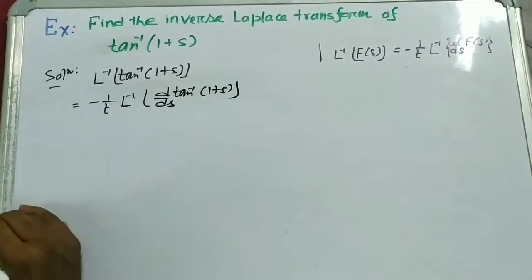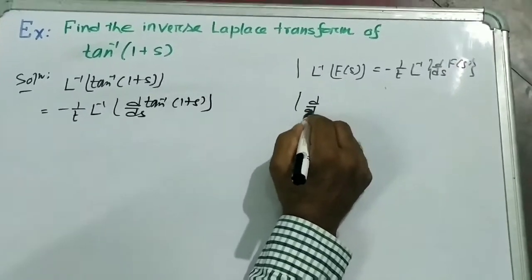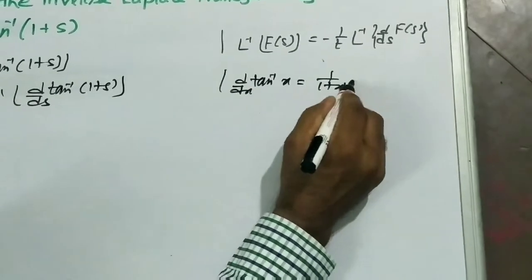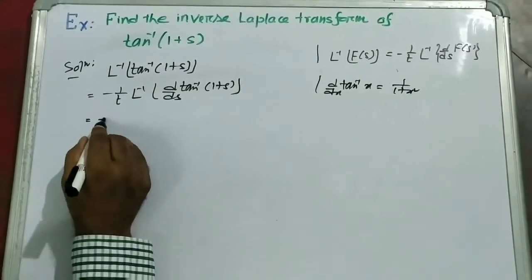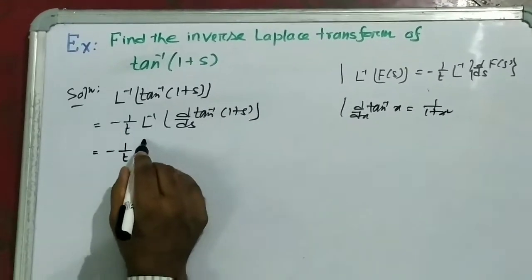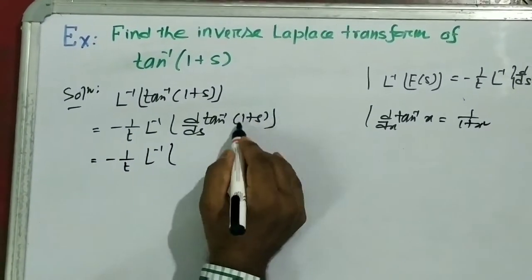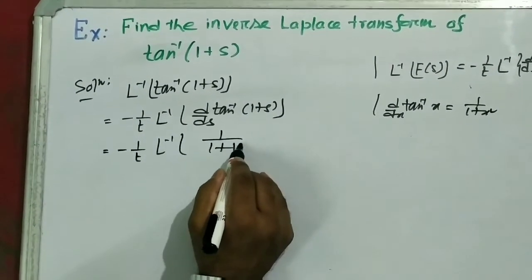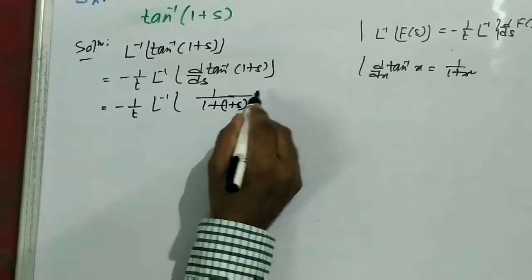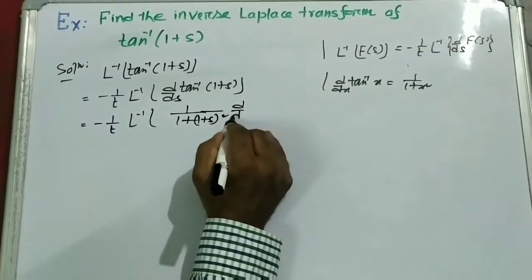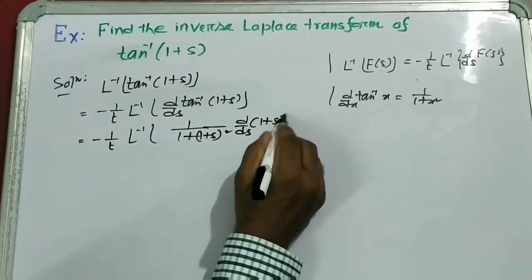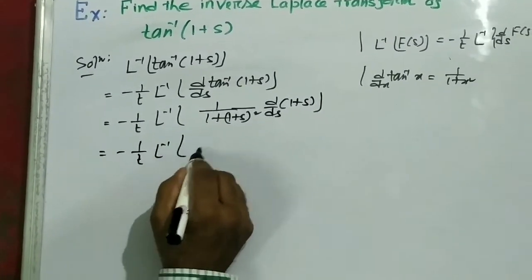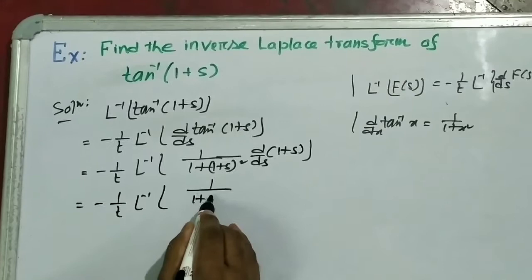We get this. So I am rewriting this formula: d by dx of tan inverse x equals 1 by 1 plus x square. We know this formula from lower class. So minus 1 by t, L inverse, this we assume whole is x, tan inverse x, then 1 by 1 plus x square. We get this one. And this will be d by ds of 1 plus s. By using the chain rule, we get this. So minus 1 by t, L inverse of 1 by 1 plus s whole square plus 1.